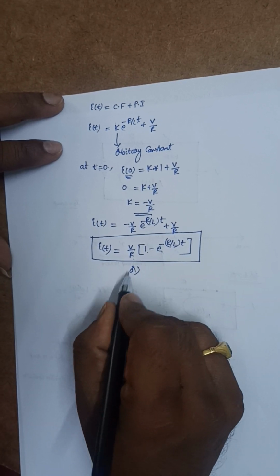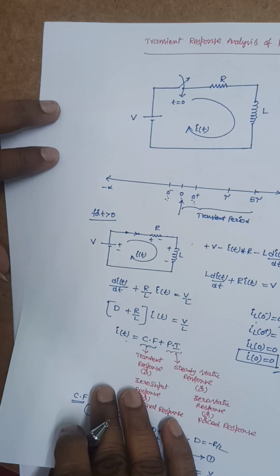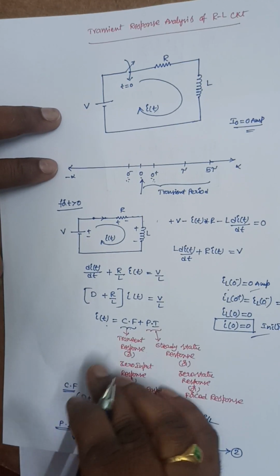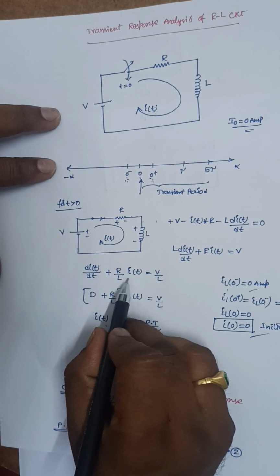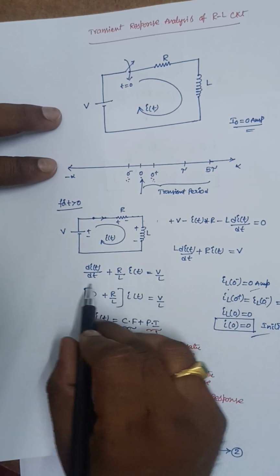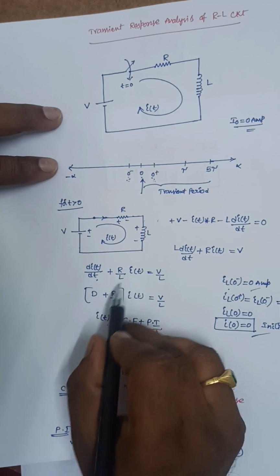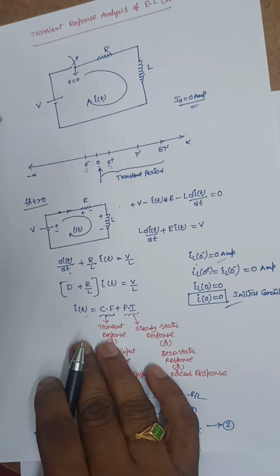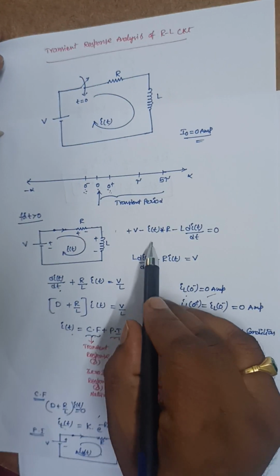This can also be solved in another way. What is that way? You use this expression here: di by dt plus R by L into I is equal to, or what is that?